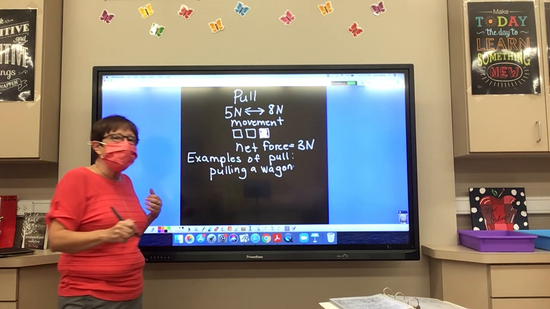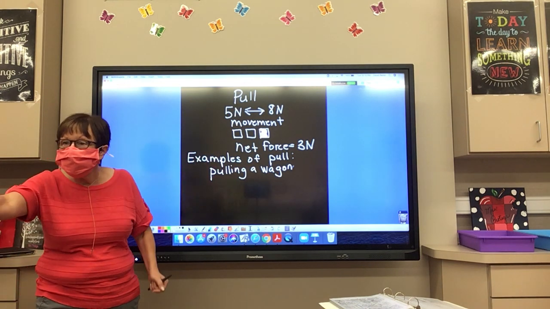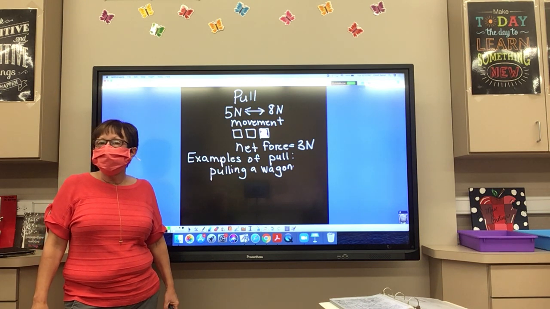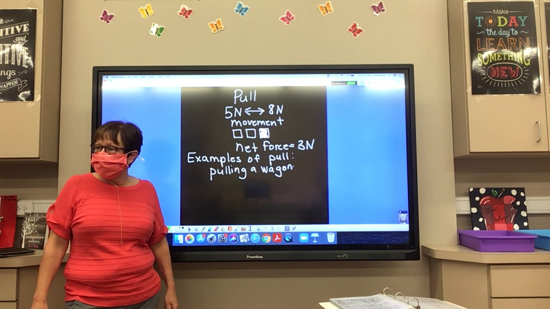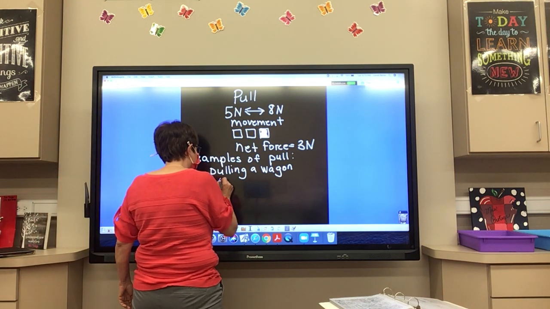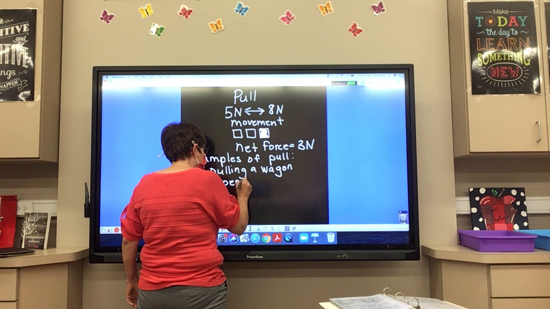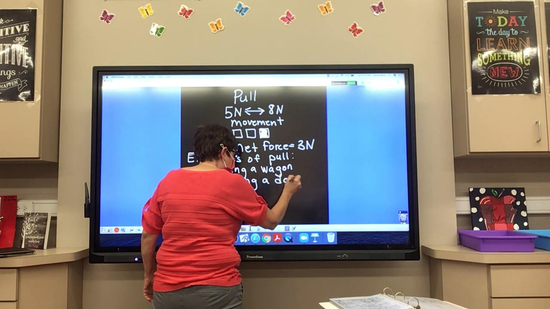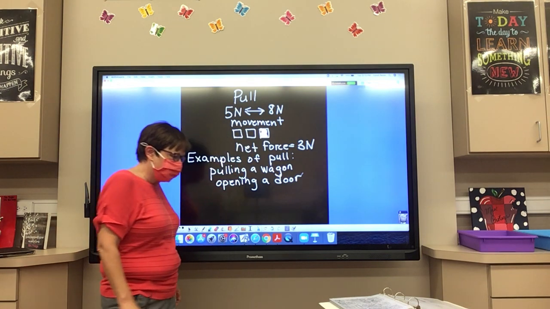So our example of push was closing a door. What would be the opposite of that? That would demonstrate pull. Bianca? Opening a door. Opening a door is pull. So opening a door.